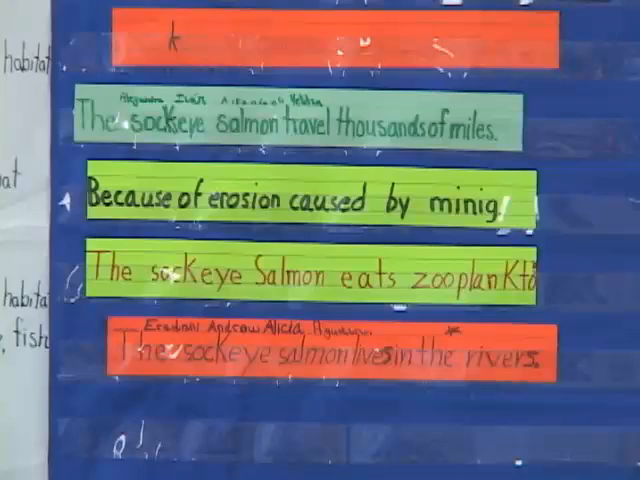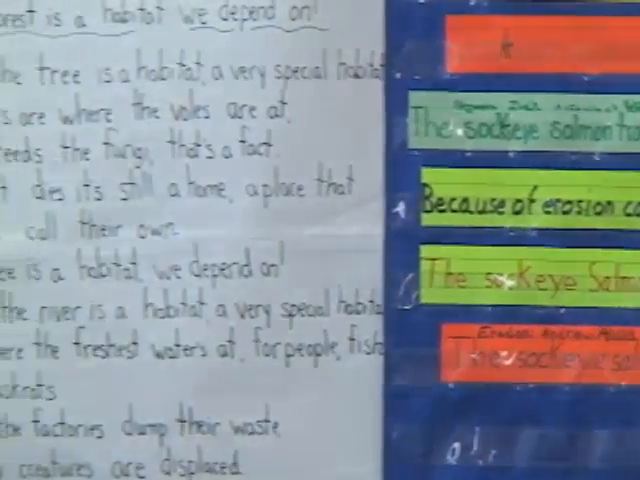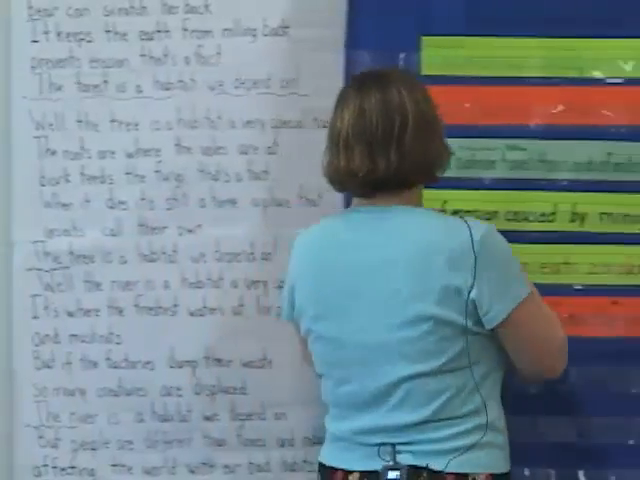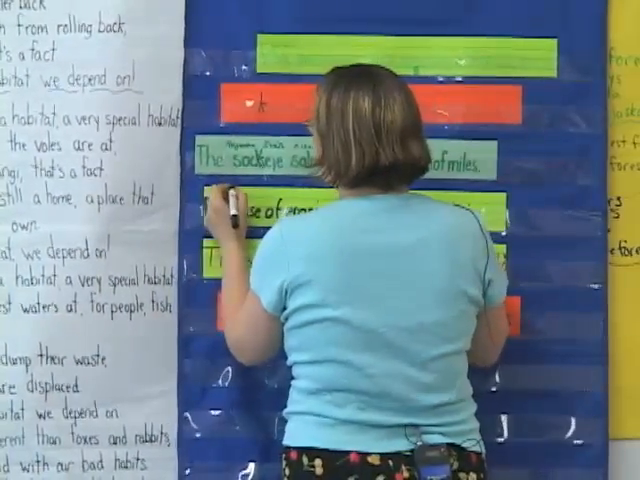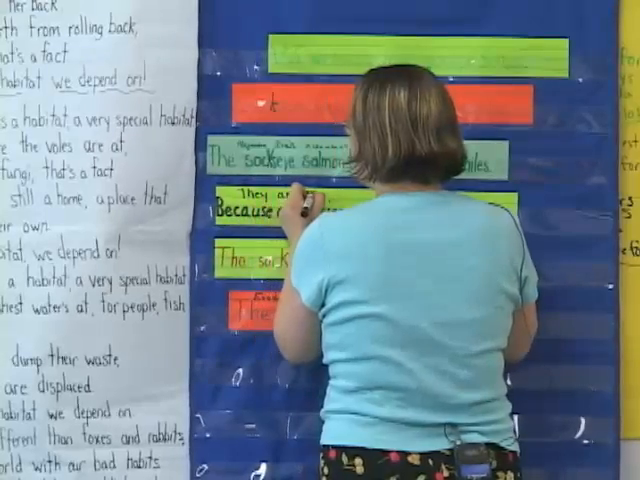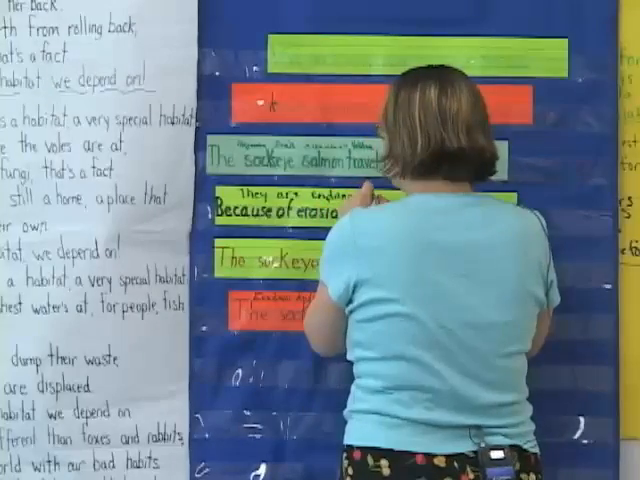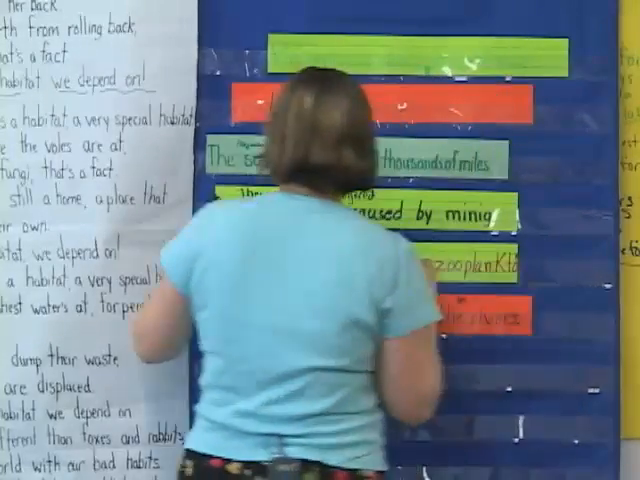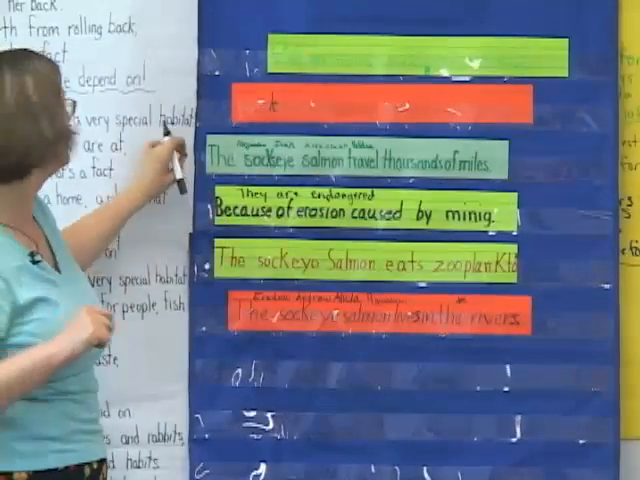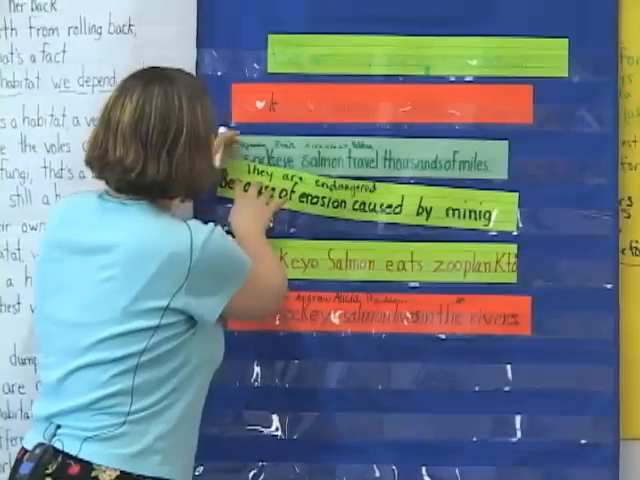So they are endangered. Okay, they are endangered because of erosion caused by mining and logging. Good. Okay. And so what happens to this B right here? It's small. Okay, we need a lowercase, a smaller b, because it's now the middle of our sentence.